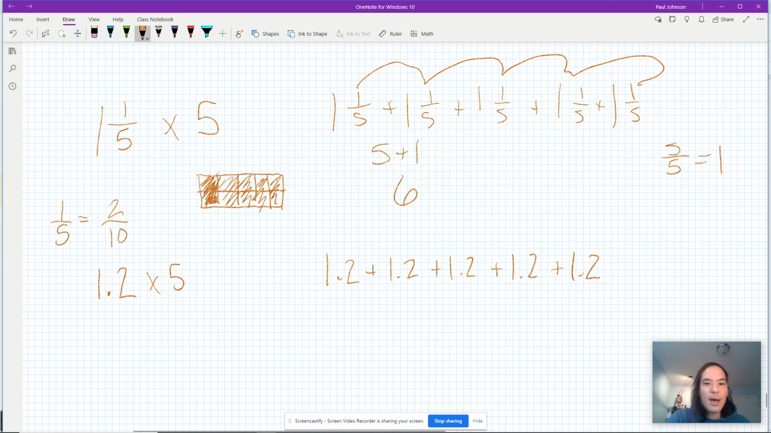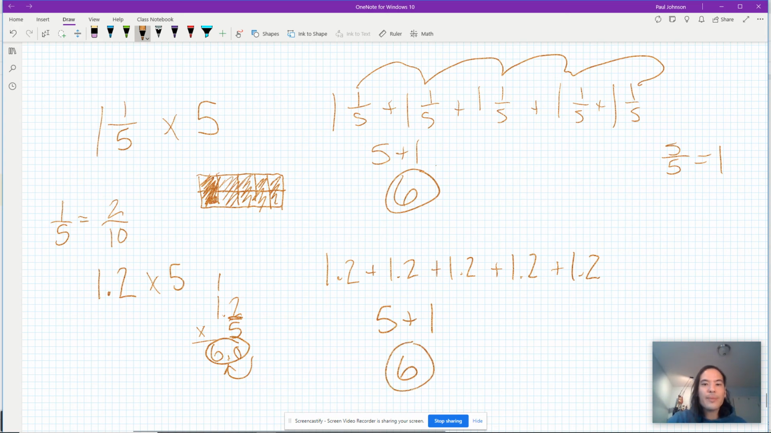If we did 1 2/10 times 5, remember you can do the multiplication if you want to. 5 times 2 is 10. 5 times 1 is 5 plus 1 is 6. 1 decimal place, 1 decimal place. Boom. We have the same. That's 6. If we add 1 2/10, 5 times, 2/10 5 times is 1. So that would be 5 plus 1 once again, which gives us 6.